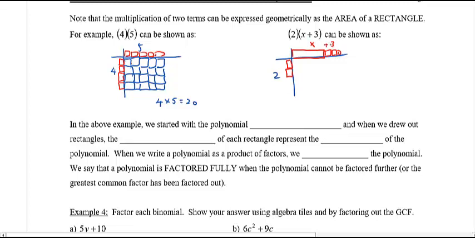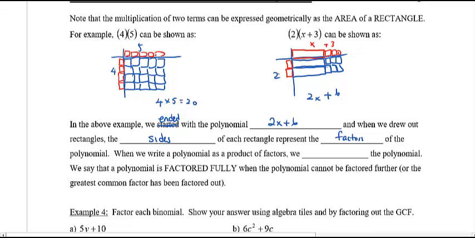So if I do it like this, and I now draw in my area of a rectangle, look, I get a rod, that's x, another one, that's x, so that's 2x. I get 1, 2, 3, 4, 5, 6, plus 6. Okay. So in the above example, we ended with the polynomial 2x plus 6. And when we drew out the rectangles and those little squares, you notice that the sides of each rectangle represented the factors of the polynomial, the 2 and the x plus 3.